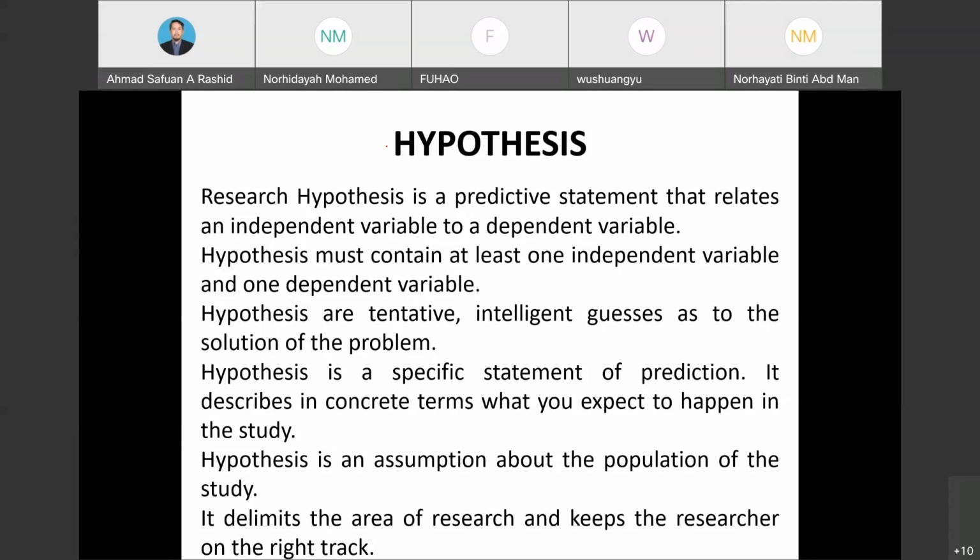Okay. This is a related detail to explain the hypothesis. So I guess you can read later on. Because the hypothesis is a predictive statement only. Okay. So they explain this in detail.